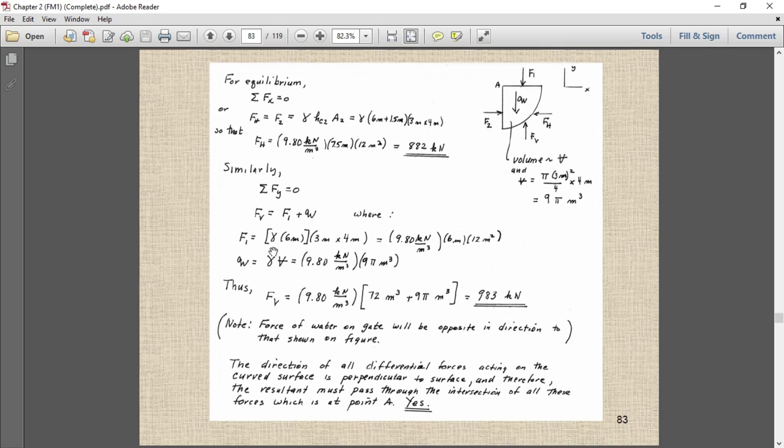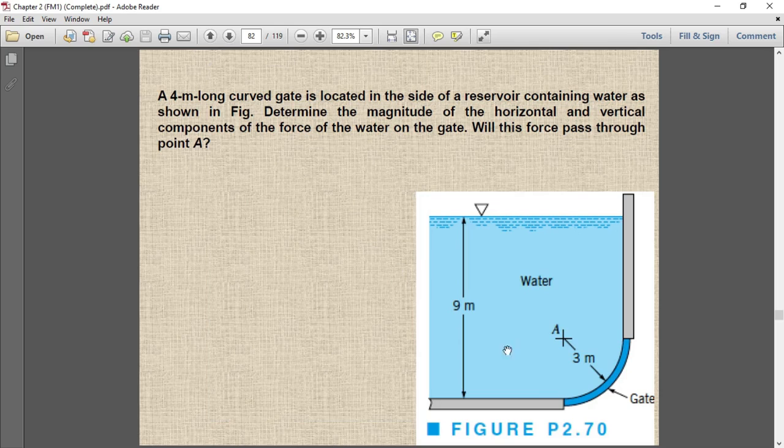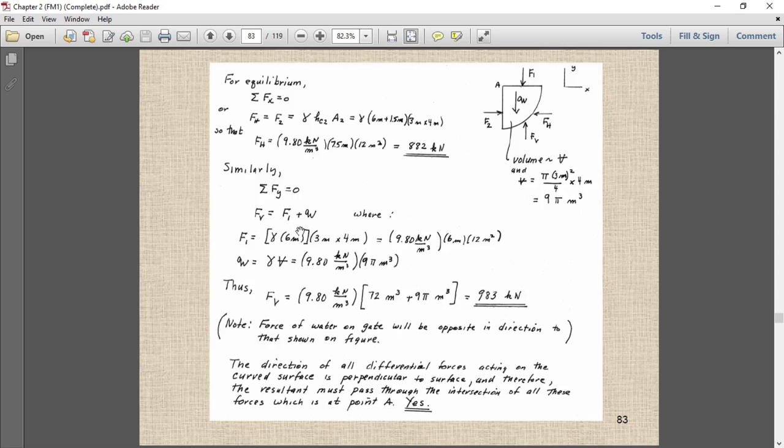So here, what is F1? F1 is equal to gamma, the specific weight of the fluid, times hc, times the area of this flat surface. The height from here is 6 meter, because this 3 meter is the radius of the curve, so 9 minus 3 is equal to 6. Then the area of the plane is 3 into 4 meter. This will give you F1.